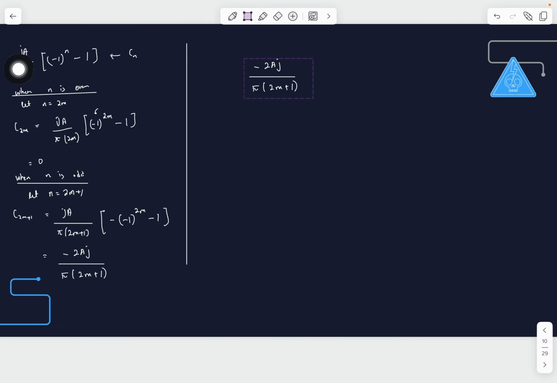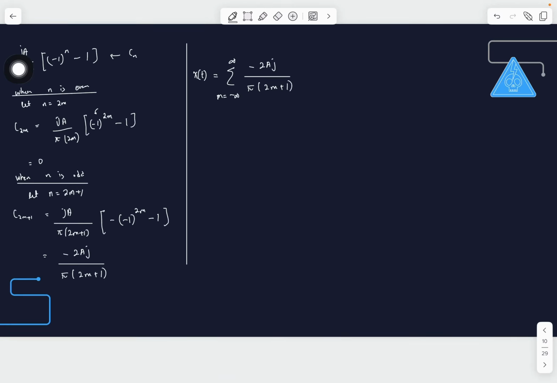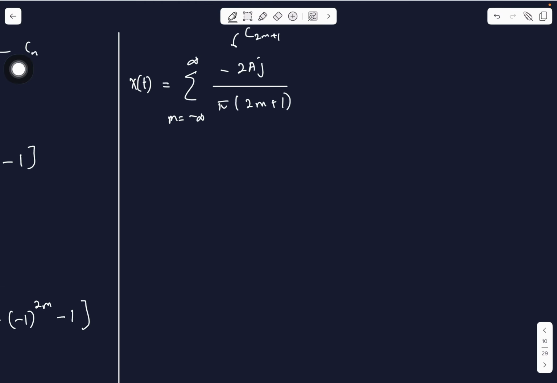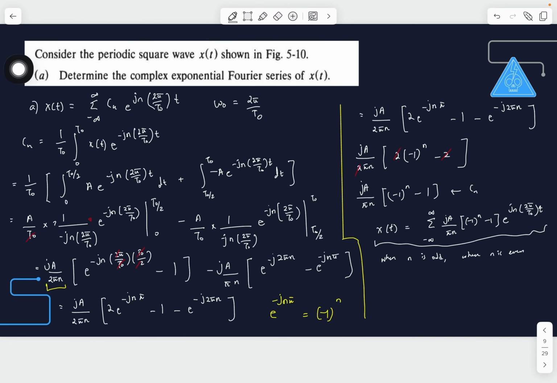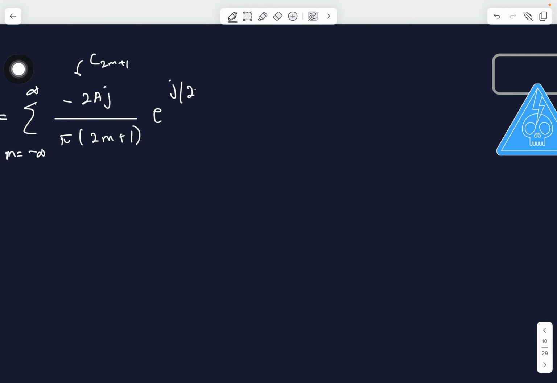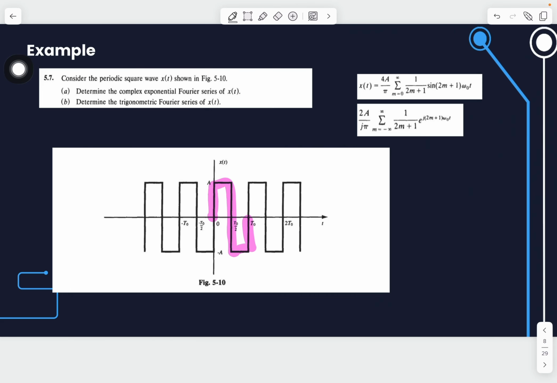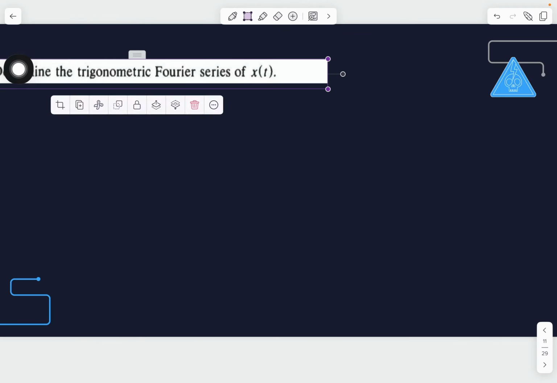So copy paste, and x of t will be summation from m equal minus infinity to positive infinity of our Cn, which is C 2m plus 1 times exponent j 2m plus 1 times 2 pi over t naught, which is omega naught, times t. Let's compare it to the final answer. Let's do letter B now.